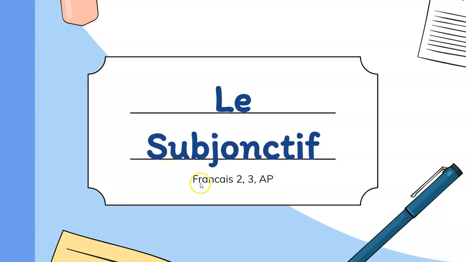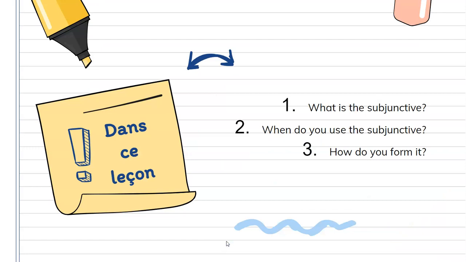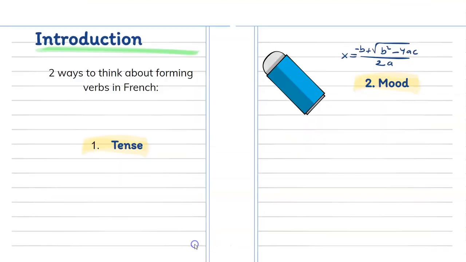This is something that will continue to come up from French 2 all the way through AP. It will serve as the starter video, a jumping off point getting into the subjunctive, and then we'll level up as you go throughout each level. So just a quick overview of what we'll go over. What is the subjunctive? When do you use the subjunctive? And how do you form it?